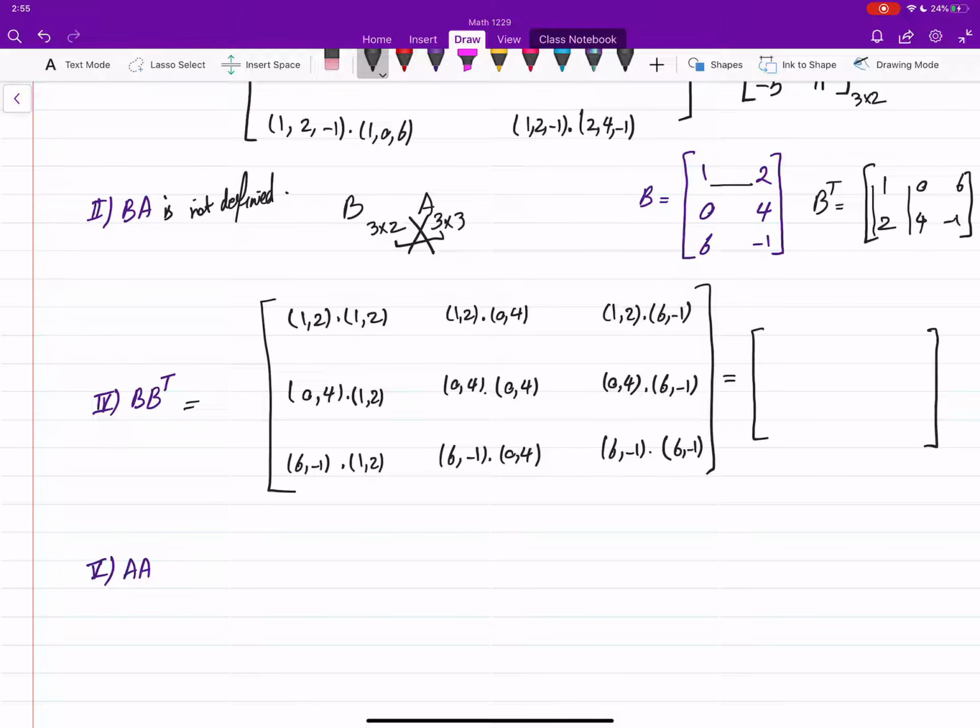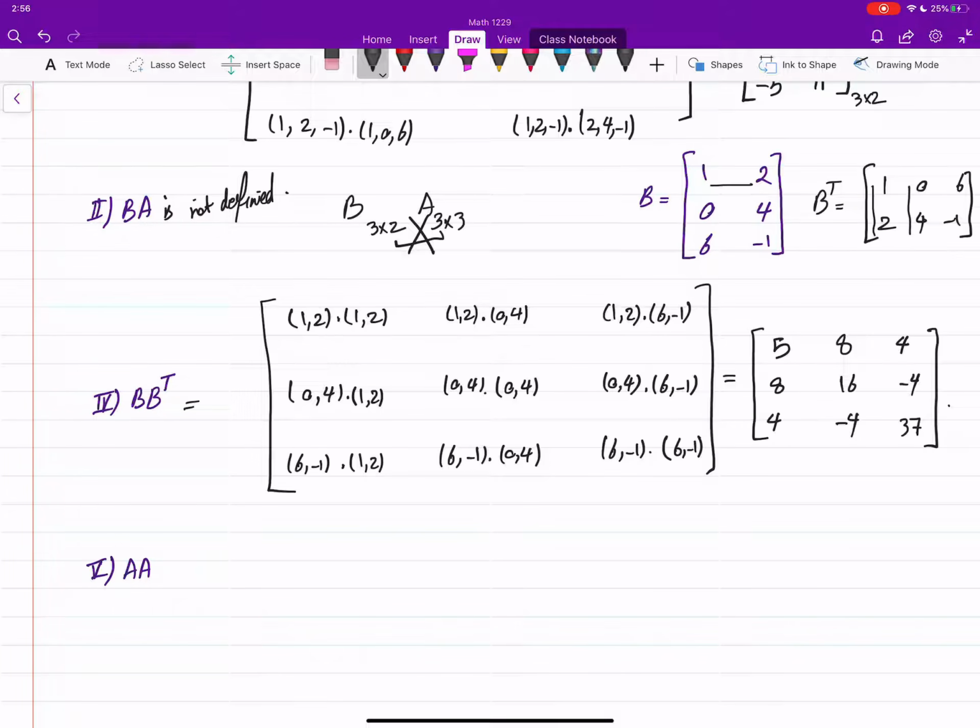Now we have 9 entries. Yes, these are 1, 2 dot 1, 2. This is 1 plus 4. This is 5. The other one is 8. The other one is 6 minus 2, 4. The other one is another 8. The other one is 16. Negative 4. 6 minus 2, 4. Negative 4. And then 36 plus 1, 37. That is B transpose times B.